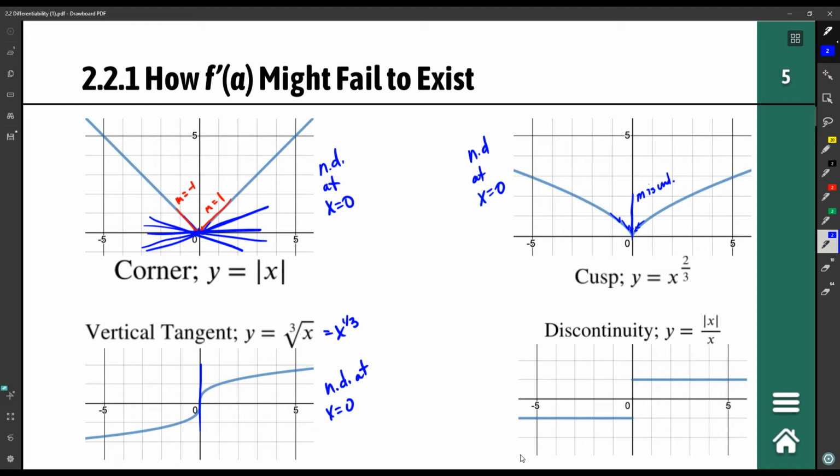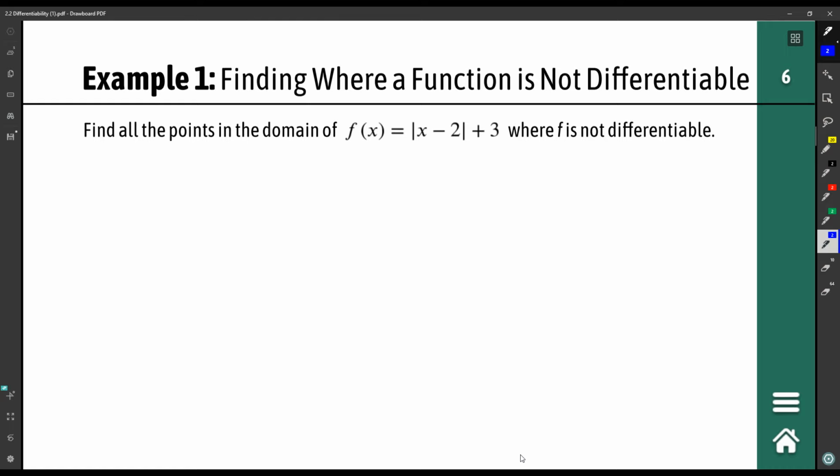And in cases of discontinuity, we also do not have derivatives. This is the graph of the function y equals absolute value of x over x. We see there is a jump discontinuity. And at x equals 0, first of all, there is no point on the graph. There is an open circle here, and there is no tangent line. Thus, there is no derivative, not differentiable at x equals 0.